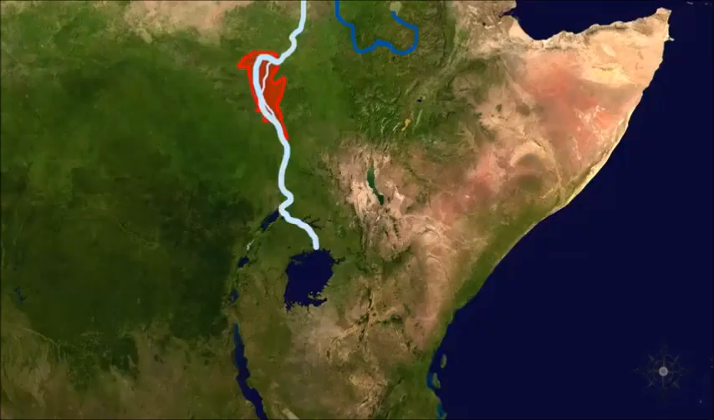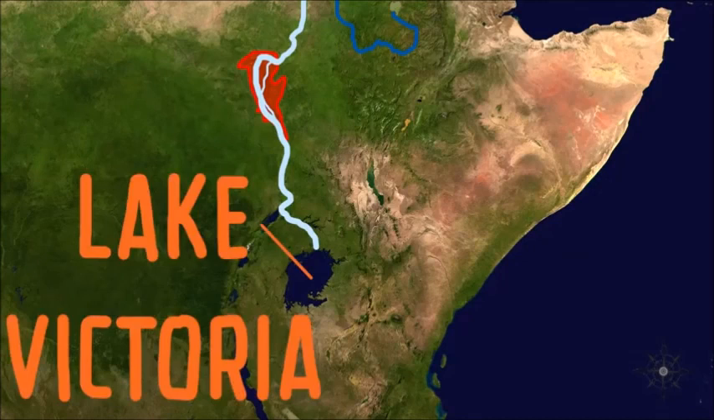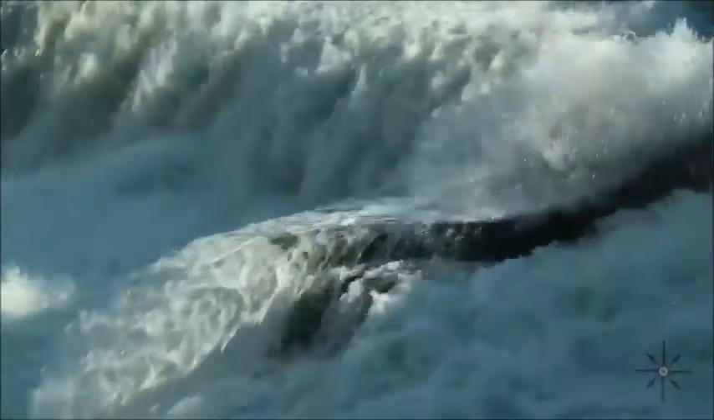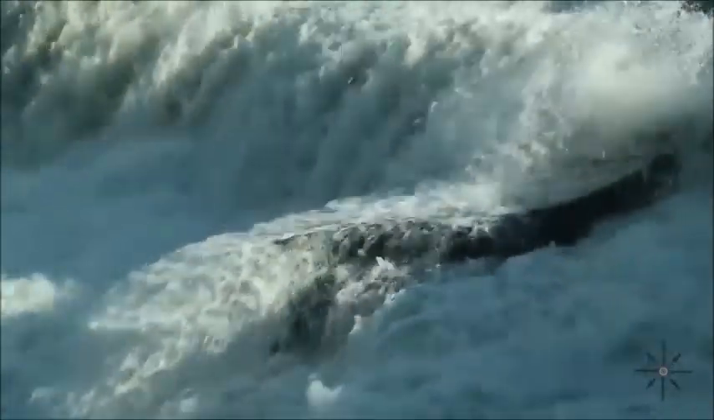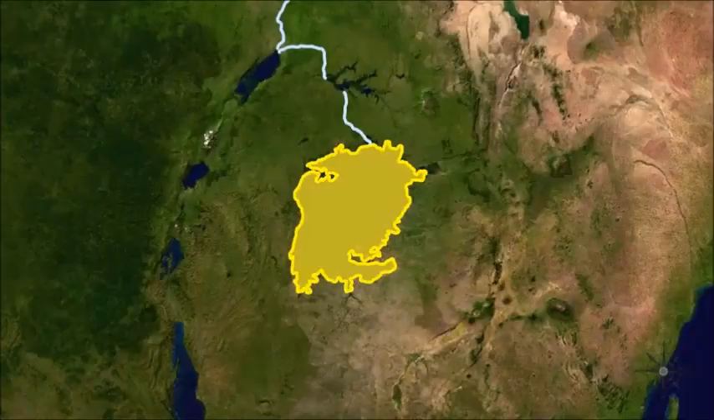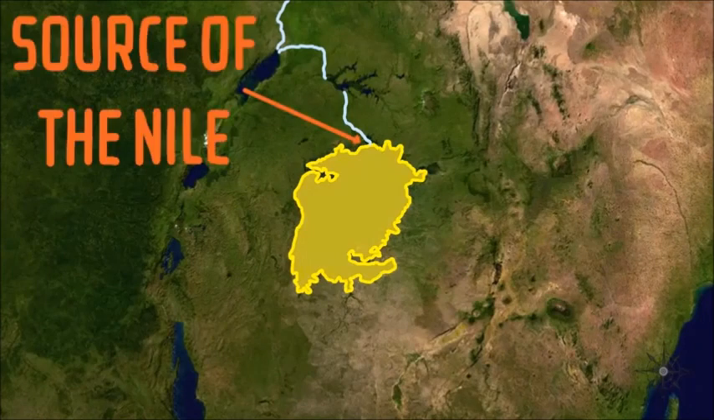Through the Sudd, the White Nile continues into Lake Victoria, the biggest lake in Africa. And that should be it. The source of the Nile, furthest from the mouth, is right here, right? Well, not really. So Lake Victoria becomes the Nile here, so that's the first place people think of pegging the source of the Nile to be.